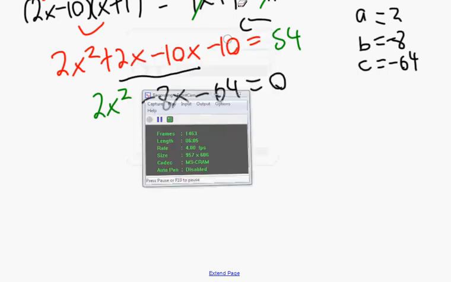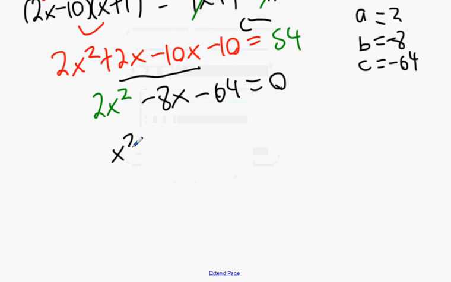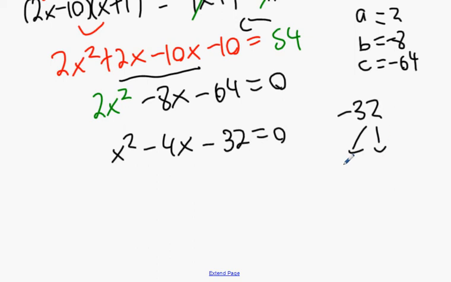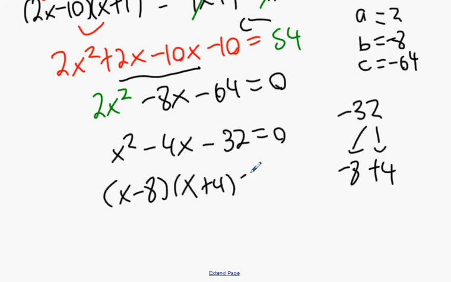What you're going to do next, guys, is divide by 2 and you get x squared minus 4x minus 32. Two numbers, a minus 8 and a plus 4. I'm not going to be doing those ones too slowly anymore. And then finally two answers, x equals 8 and x equals minus 4.